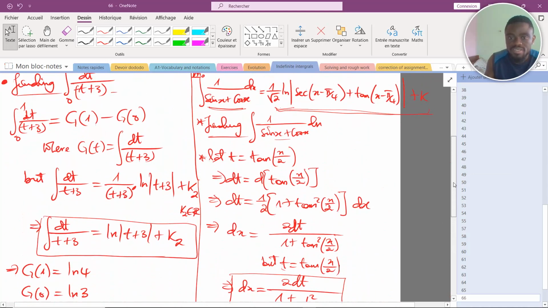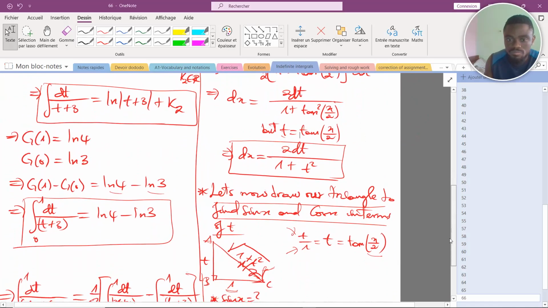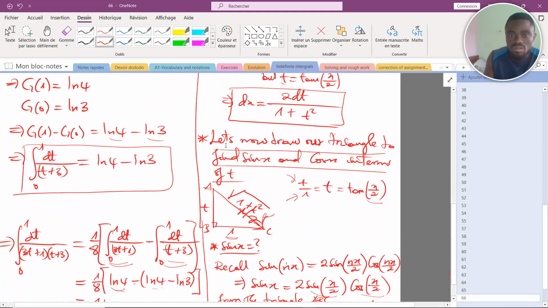Now, after finding dx, we need to find sin x and cos x in terms of t. Let's draw our triangle to find sin x and cos x in terms of t. We know that t was equal to tan(x/2). t is the same as t on 1. This is the opposite, and this is the adjacent. So I'll draw my right angle triangle. Wait, let me wipe something here. It's a bit dirty. Let me wipe it and draw it back. Okay, perfect.